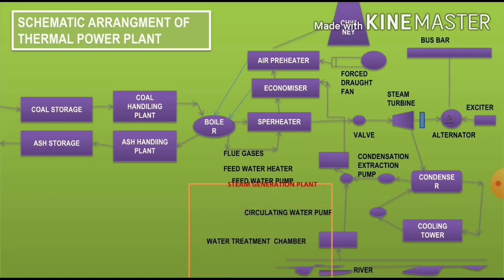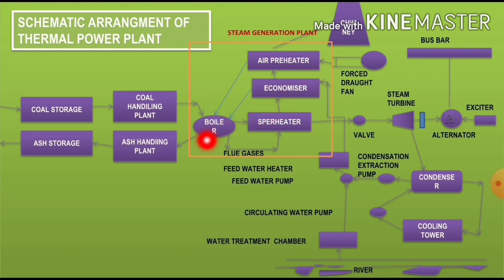The second one is the steam generating plant. The steam generating plant consists of a boiler for the production of steam and other auxiliary equipment for the utilization of flue gases. In the steam generating plant, we have the boiler, superheater, economizer, and the air preheater.